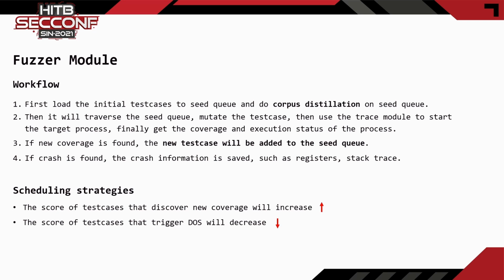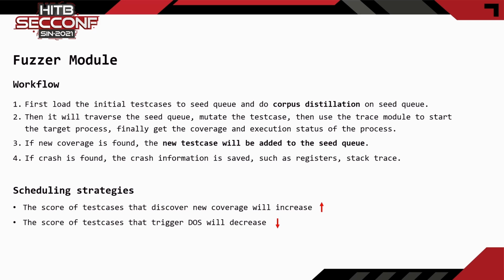On this page, I will introduce the implementation of the Fuzzer module. The Fuzzer module will first load the initial test case to the seed queue and do corpus distillation on it. Then it will traverse the seed queue, mutate the test case, and use the trace module to start the target process. Finally, it will get the coverage and execution status of the process. If new coverage is found, the new test case will be added to the seed queue. If a crash is found, the crash context is saved, such as registers and stack trace.